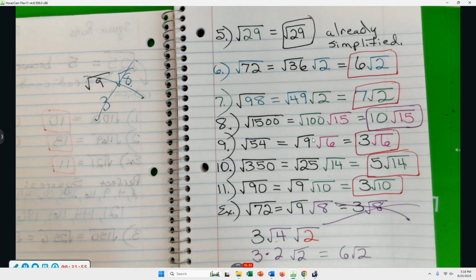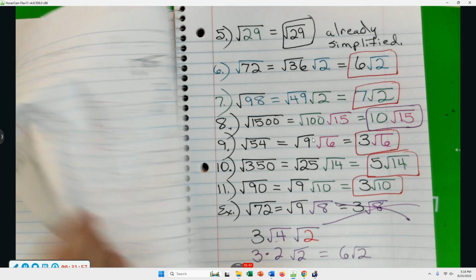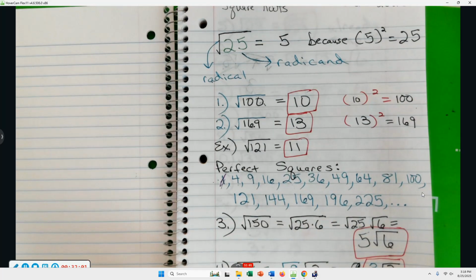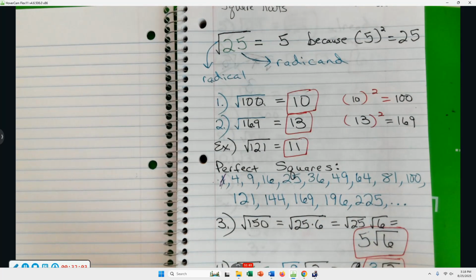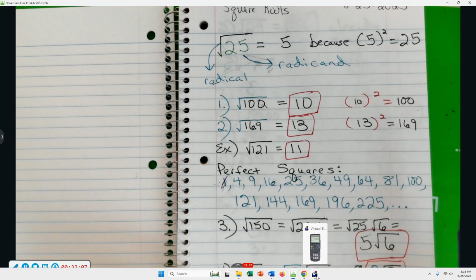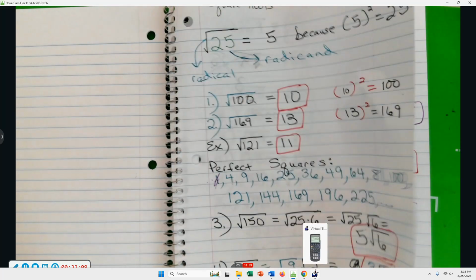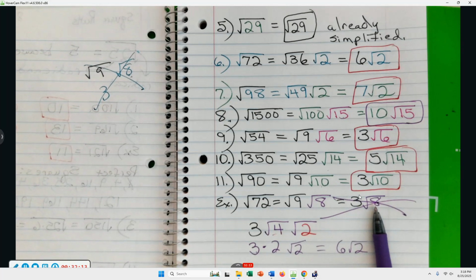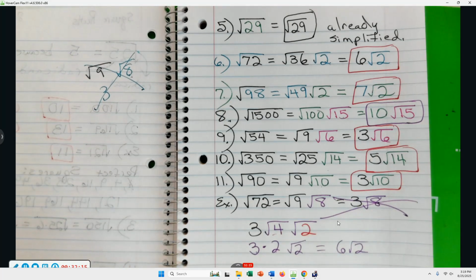That's why we start at the end of the list, trying to find the biggest number that divides evenly into the radicand. You start with the biggest, at the end of the list, and then you don't have to worry about doing it again, finding one that divides evenly into 8. Any other questions there?